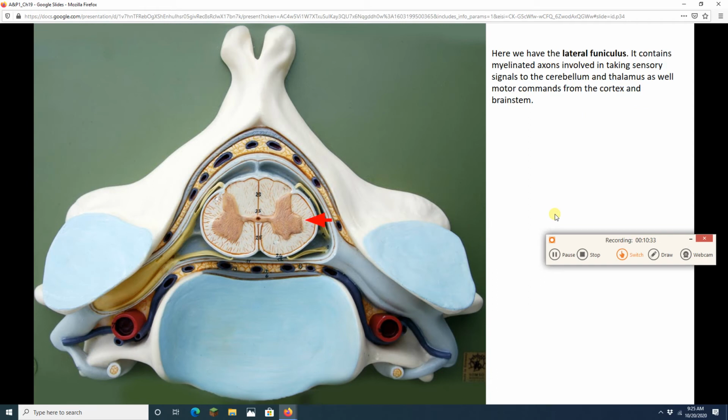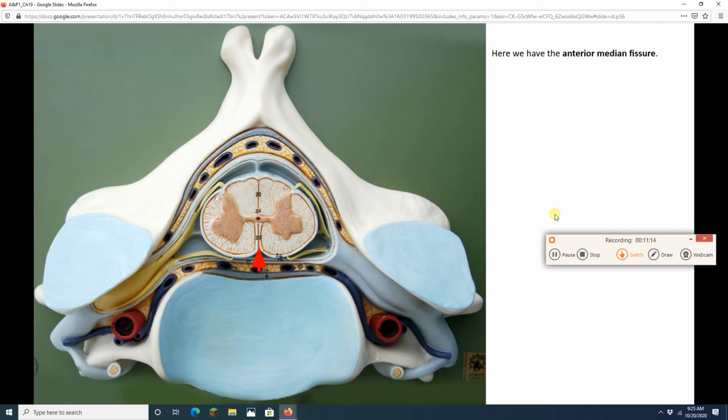Lateral columns, lateral funiculus on the side, taking sensory signals up to the thalamus and the cerebellum, motor commands from the cortex and the brainstem. So posterior columns or funiculi in the back, lateral columns or funiculi on the side, and then of course in the front we're going to have anterior or ventral columns or funiculi. Sensory signals up to the thalamus, motor commands involved in balance and coordination. So all this white matter is taking signals ascending, that's sensory, and descending, that's motor. Okay, what else do we have?